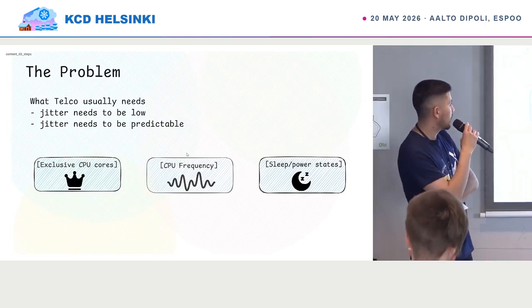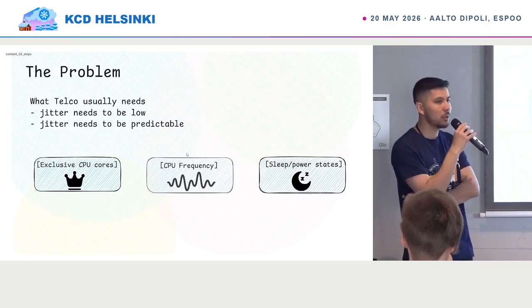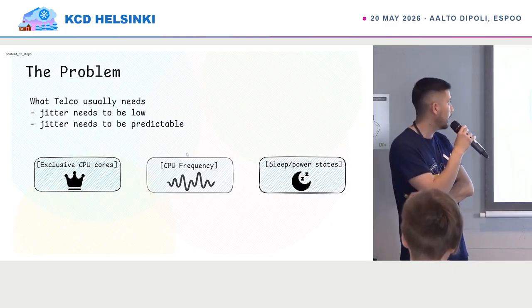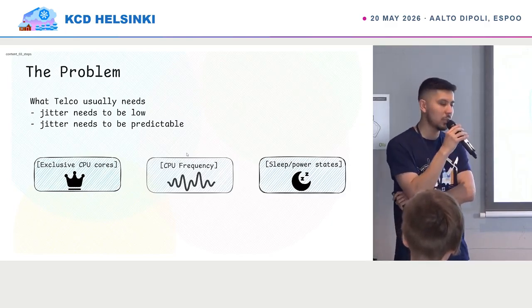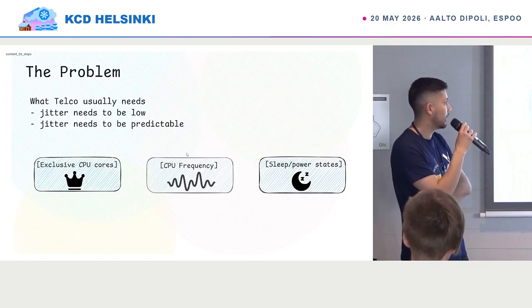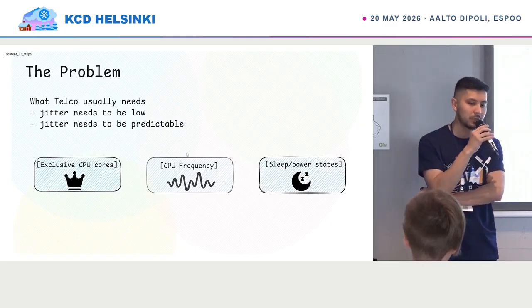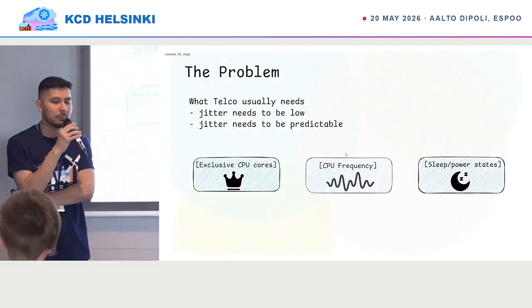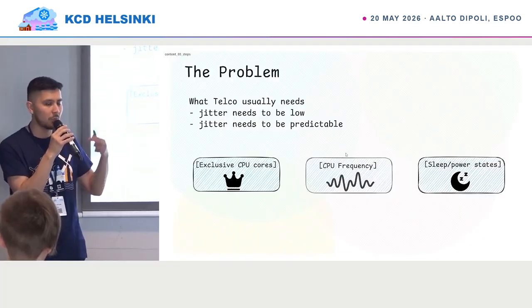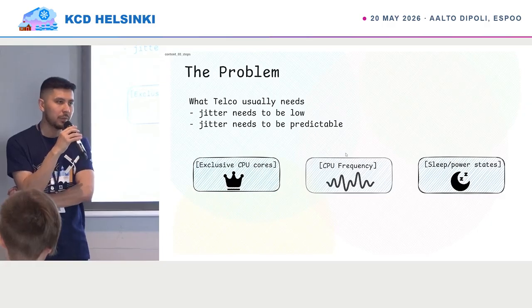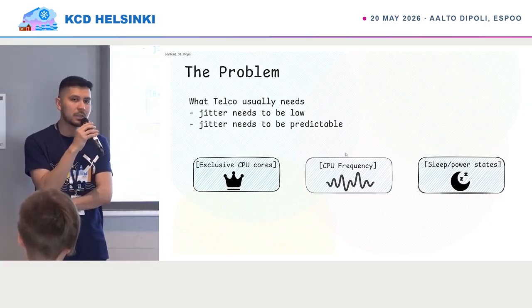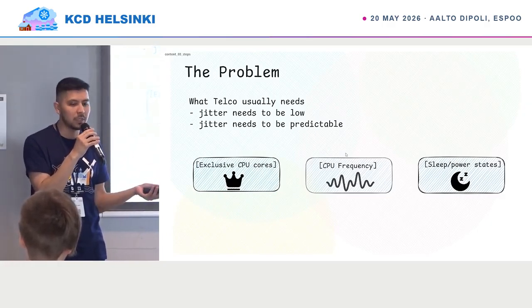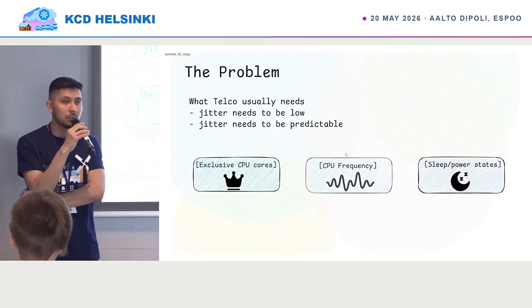One of the approaches that somebody could apply to reduce the jitter is to use exclusive CPU cores for your workload. For example, you pin your latency sensitive application to specific dedicated CPU cores so that the other processes running on the same node do not interfere with your application. And you also avoid noisy neighbor issues.